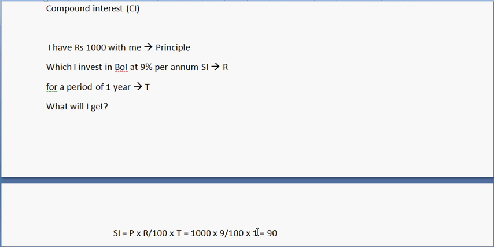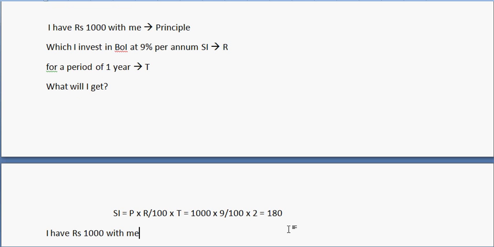Had it been invested for 2 years, we'd multiply it by 2 and they would earn 180 rupees. So how much amount would I get after 2 years? 1000 plus 180, which is equal to 1180 rupees. After 1 year, what I am getting is 1090 rupees. So this is a very simple, plain application of the simple interest formula.